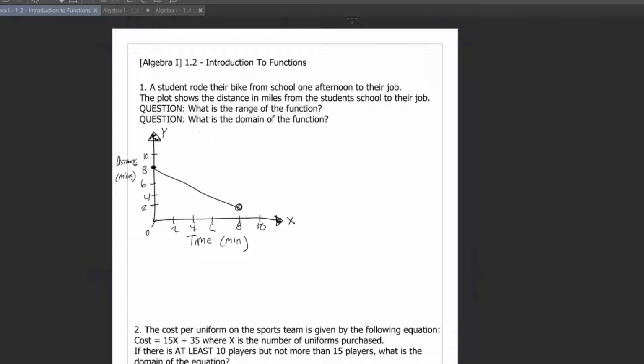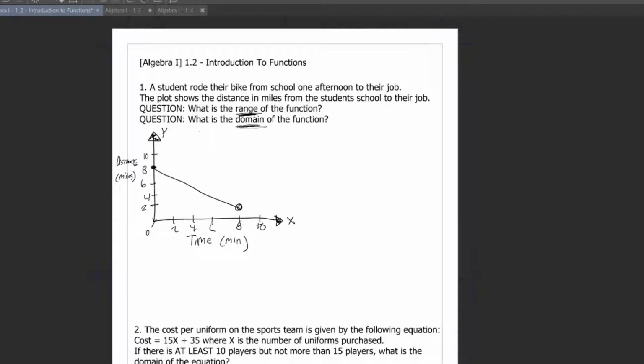Now, let's look at problem one. I always feel that the best way to learn is through explanation and also examples. So, question one says a student rode their bike from school one afternoon to their job. The plot shows the distance in miles from the student's school to their job, right? The first part of the question asks, what is the range of the function? And then the second part is, what is the domain?